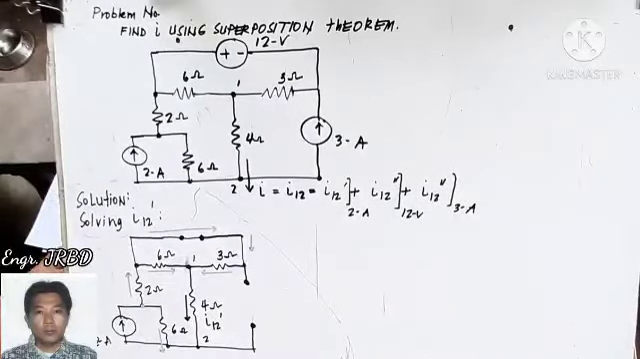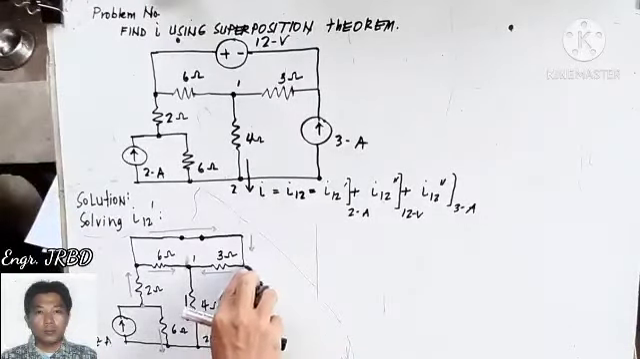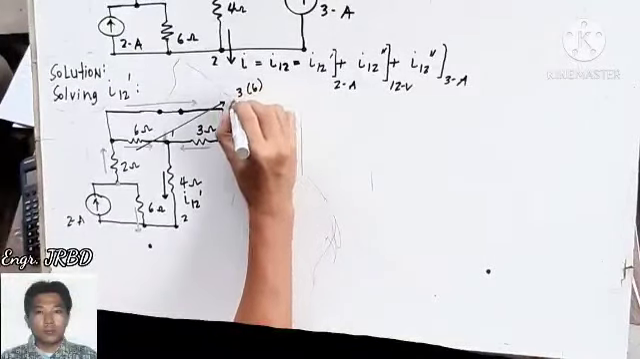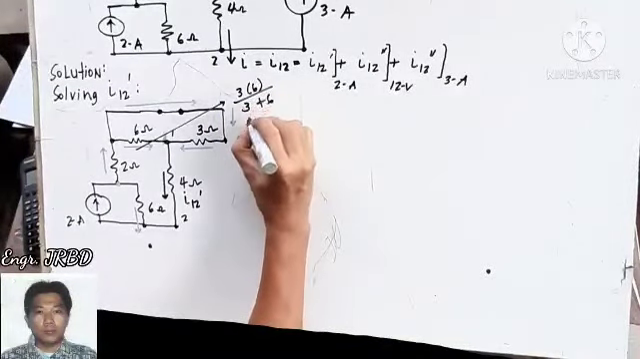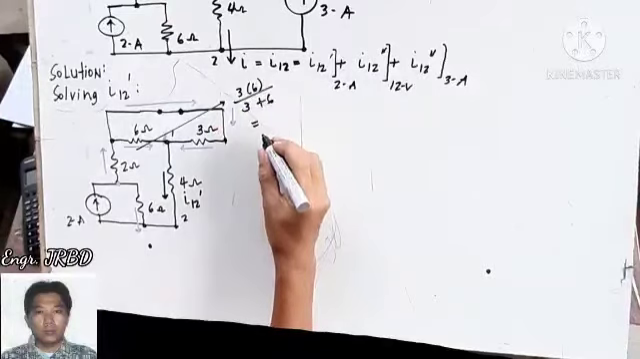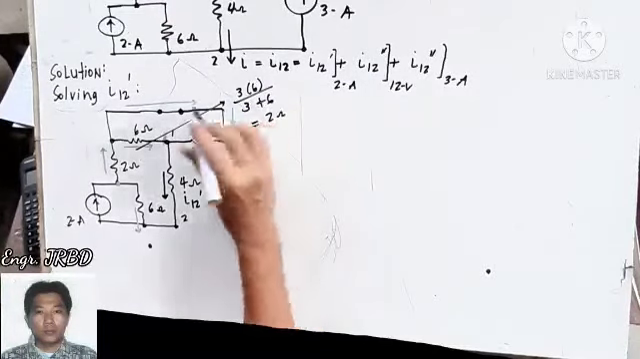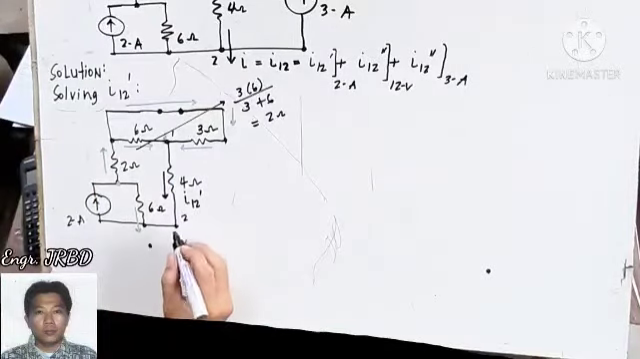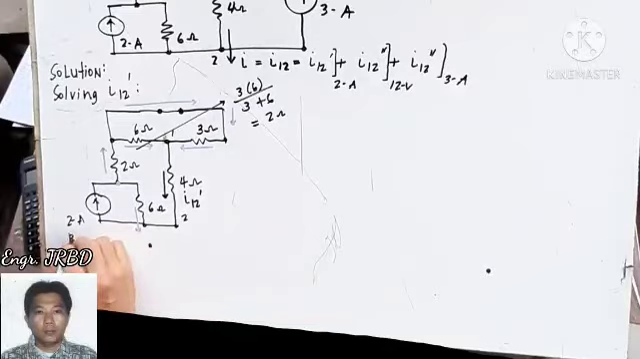Okay? How do we find your I-12 prime? Okay, you try to remove your excess terminals. For clarity, 3 and 6 in parallel. That is 18 divided by 9 is 2 ohms. In series with 4 ohms, in series with 2 ohms, in series with 6 ohms. So all we have to do is to apply your current divider rule.